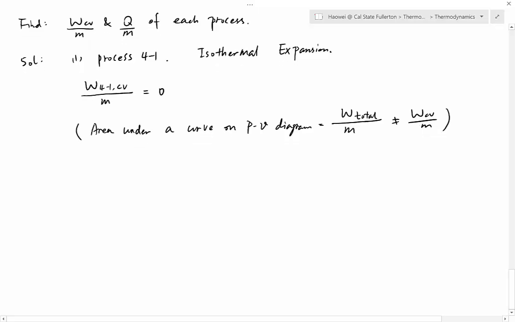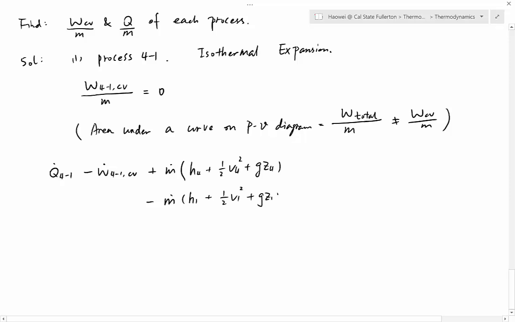The long version of first law is Q dot, and give it a subscript because this is process 421, minus W dot 421 control volume work plus M dot, inlet is number 4 and the outlet is number 1, and the right hand side dE over dt.